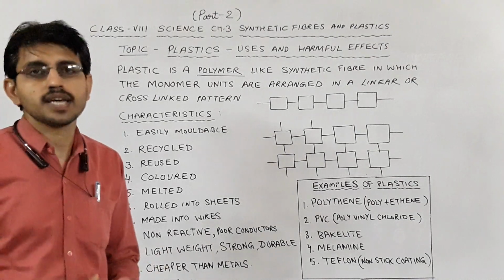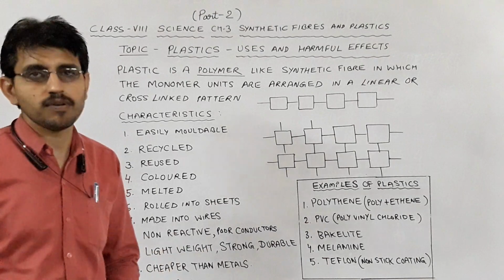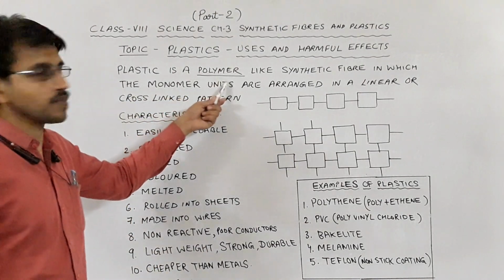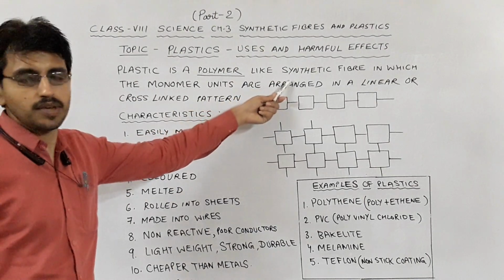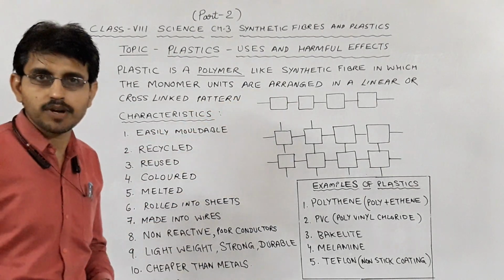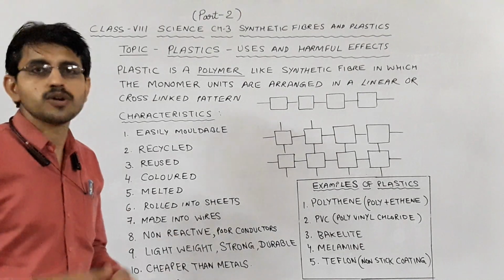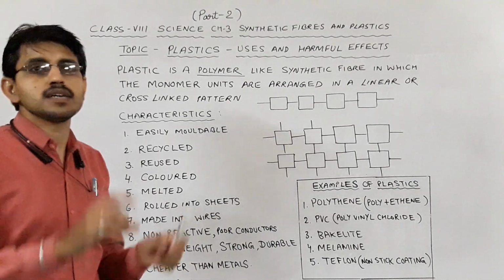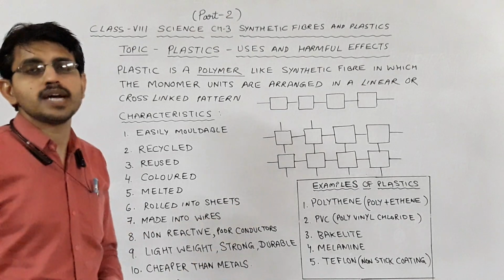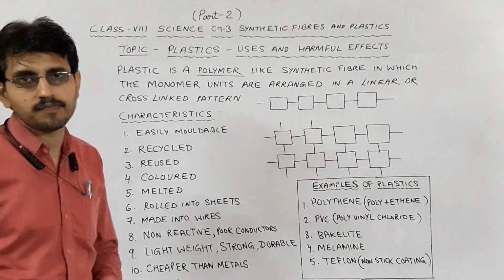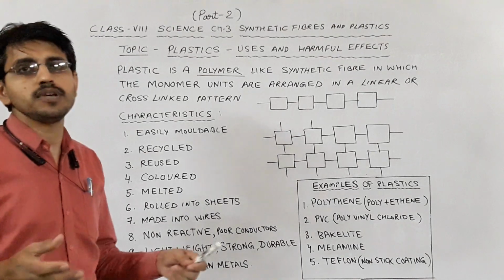Now what is plastic in fact? What is the definition of a plastic? So plastic is a polymer like synthetic fibers. We have already studied synthetic fibers in the previous video. So like synthetic fibers, they are also polymer. And I talked with you that polymer is a bigger molecule that is formed by a combination of many smaller units called monomers. Mono means one and poly means many.